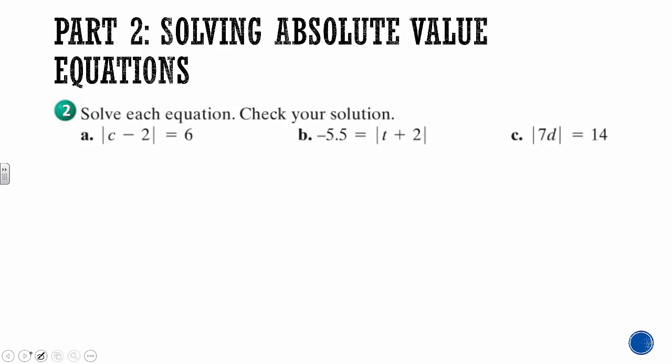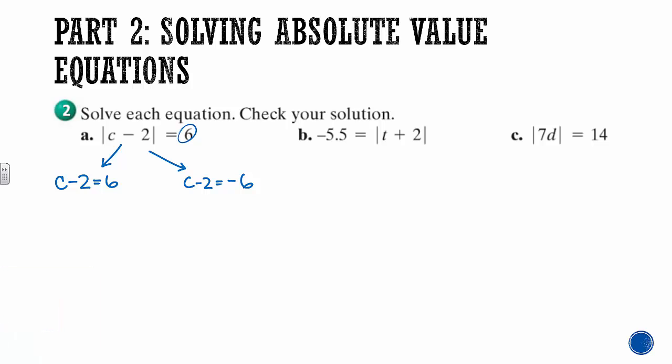So now we have lots of stuff inside here. So when we look at this, we say some number minus 2 is 6 spaces away from 0 on a number line. So we need to split this up, because there's 2 options here that are 6 spaces away from 0. We could either have all of this stuff at 6, or we could have this stuff at negative 6. But either way, both of them will be 6 spaces away from 0. So then we just have to solve.